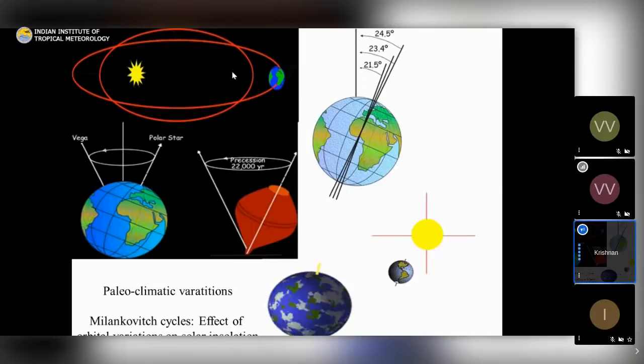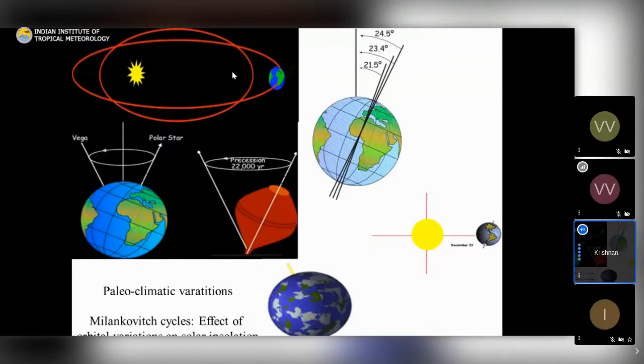And on a longer time scale, even the eccentricity of the orbit can vary. That's about 100,000 years. So these changes in different orbital parameters on different time scales are known to produce climatic variations, and these are known as the Milankovitch cycles. And the one that is very relevant on the shorter time scales, less than 20,000 years, is the precessional effect.